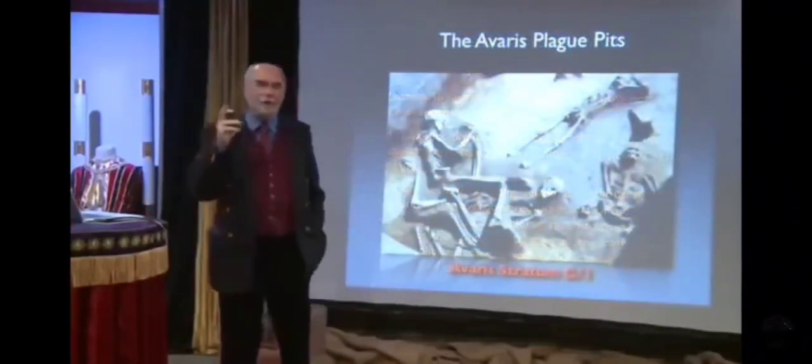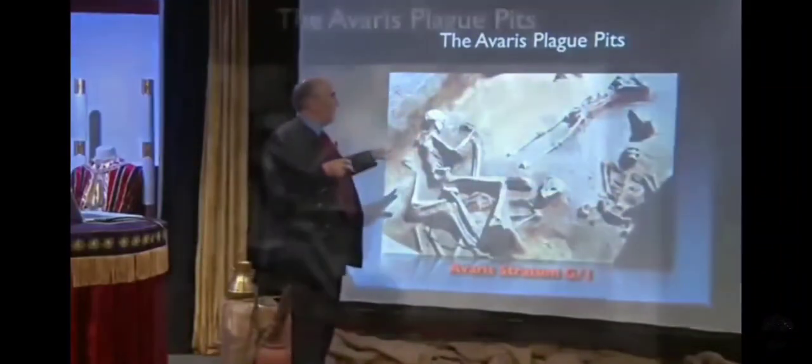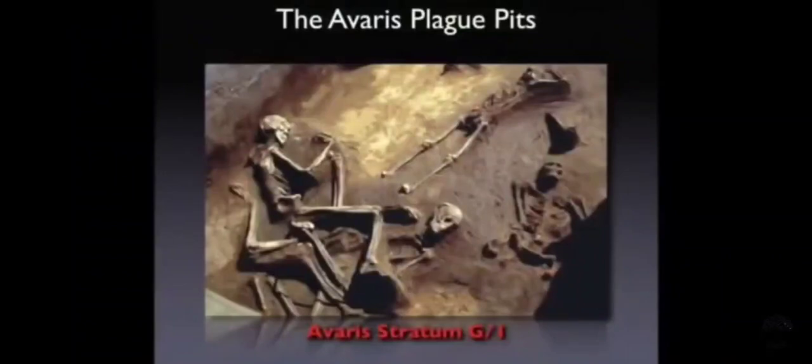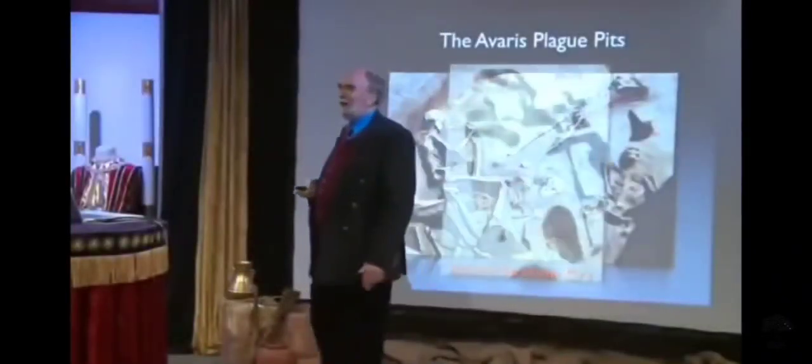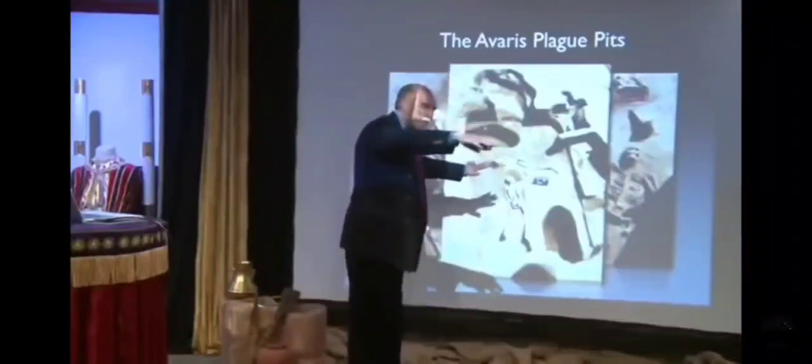And at this very moment, at the city of Avaris, Tell el-Daba, in stratum G1, the Austrians came across scores of pits in the ground, shallow pits, with bodies thrown in on top of each other. Look how this guy's leg lies across this guy's chest. This one is flat on his back. That one's on his stomach. Here's another example. This guy's just literally been tossed into the grave and his arms fallen forward.